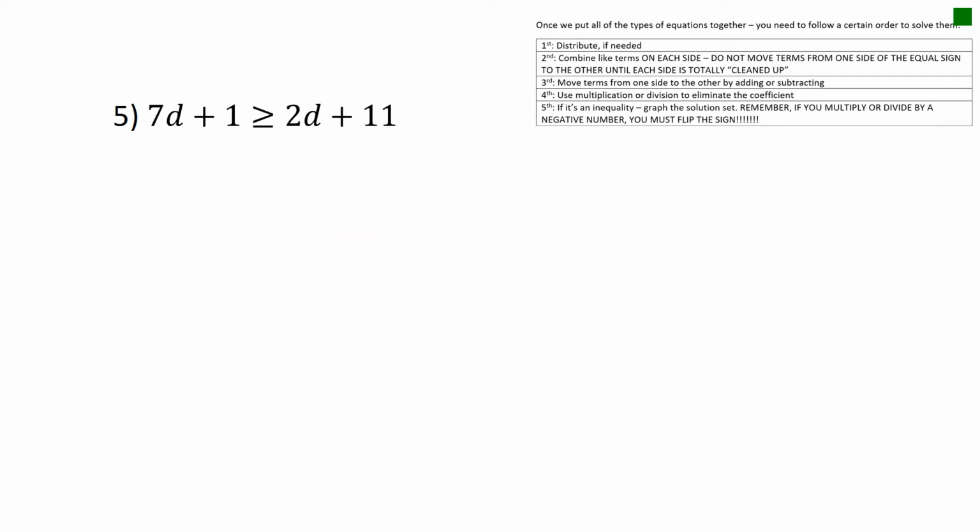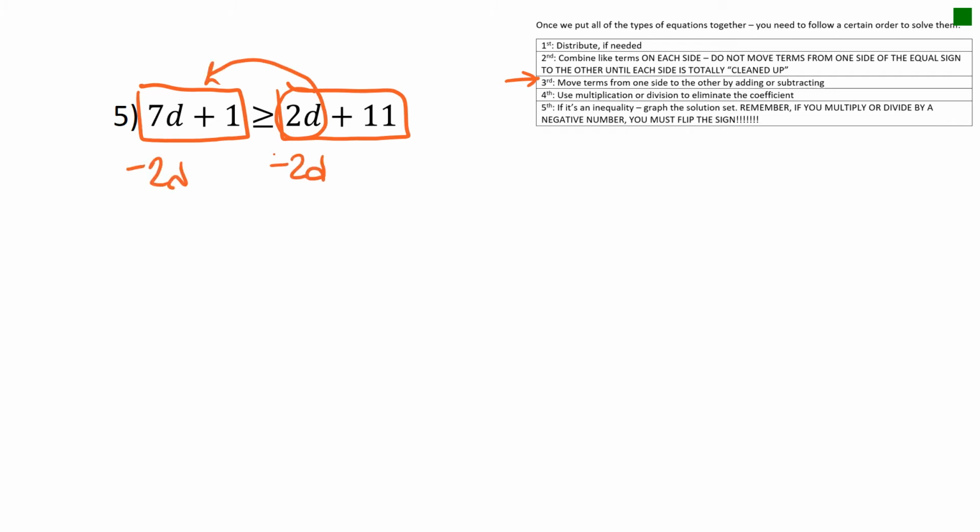Okay, here we go. Left side, any combining like terms or distribution? Nope. Right side, any distribution combining like terms? Nope. So that means I am ready to move. I'm going to take the 2D and move it over here to the left. And I'm going to do that by subtracting 2D. Now, when I have an inequality, I always move my variable to the left because we like to graph that way. So I have 5D plus 1 greater than or equal to 11.